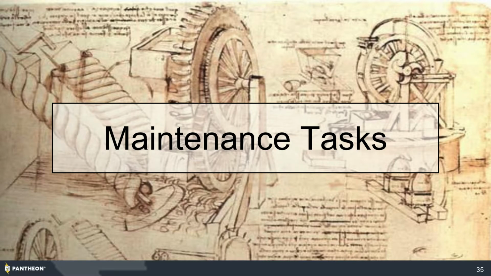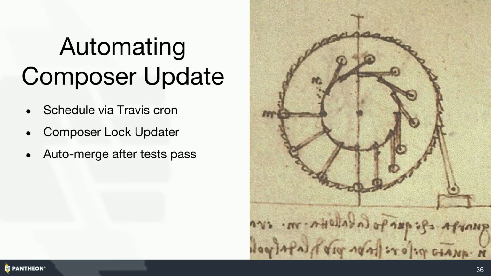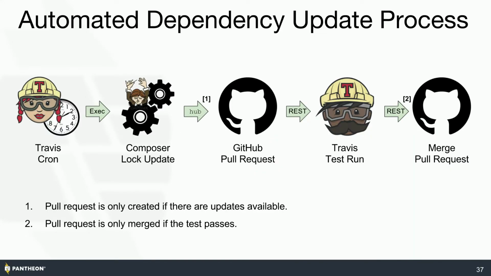Maintenance tasks. Maintenance is everyone's favorite chore, right? You do the same thing over and over and over again. This is an ideal area for automation, and I'm going to show how we can automate Composer updates so it runs every bit as well as this Leonardo da Vinci perpetual motion machine, maybe even better than that. We're going to schedule it with Travis Cron, and we're going to use a project called Composer Lock Updater, and I'm also going to show you a little technique to just auto-merge after the test passes so we can have really super automated updates for some tool or library.